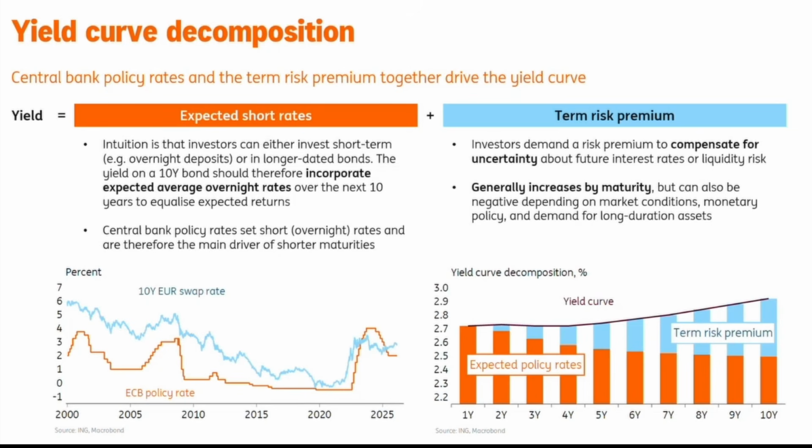The term risk premium is a big topic of itself. Even just quantifying it is quite difficult because you cannot trade it directly. But in general, it tends to increase for longer maturities. And that's what I want to show you with the bottom right chart, where we decompose the yield curve. We have an expected policy rates component. So that's sort of the left-hand part of this slide.